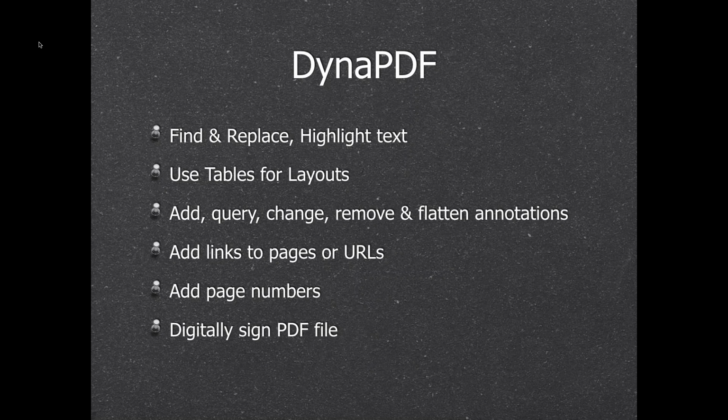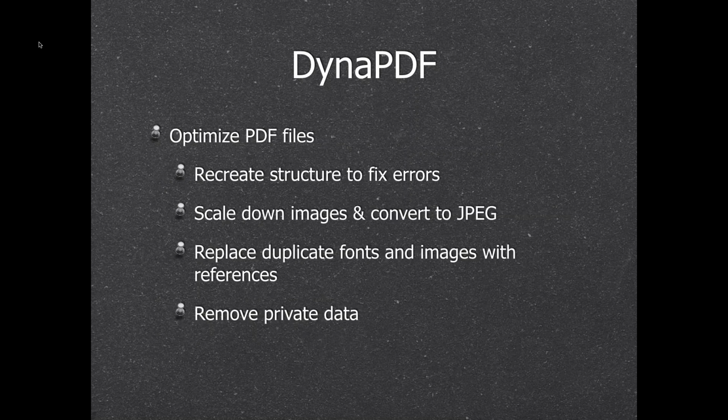You can use our table functions for layouts to do your own layouts with the plugin and output a table over several pages. You can work with annotations and change them or add new annotations. You can add links to pages or URLs, so you can actually make your links on the PDF clickable. You can add page numbers for your whole document after you merge several of them. And you can digitally sign your PDF file, which some companies need because invoices need to be signed, so you can prove that they have not been changed.